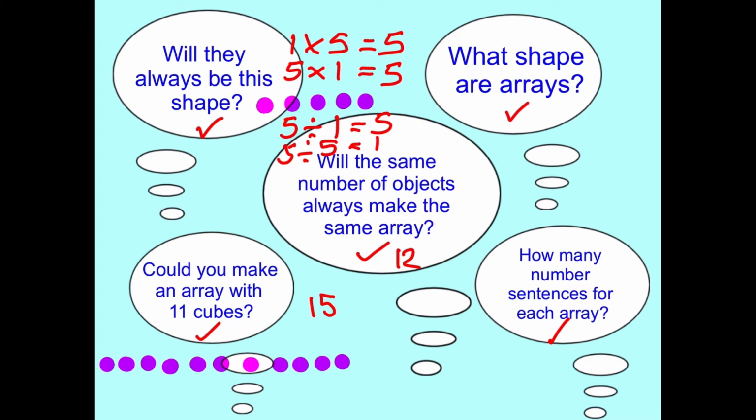So that's a challenge for you. Maybe you could ask a grown-up, what sort of numbers can only make an array in a line? Because they have a special name, a bit like square numbers have a special name.